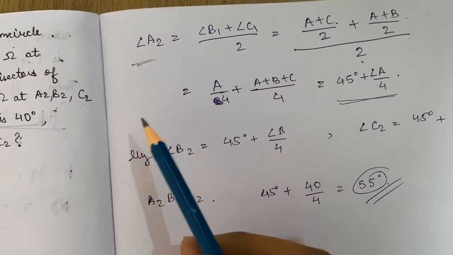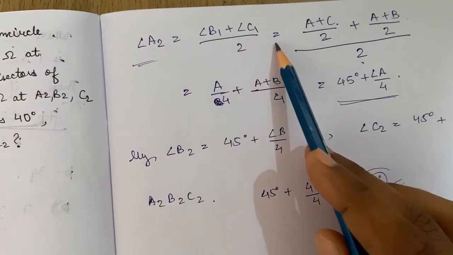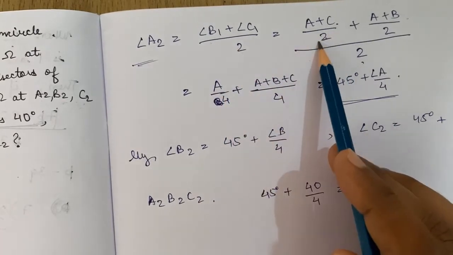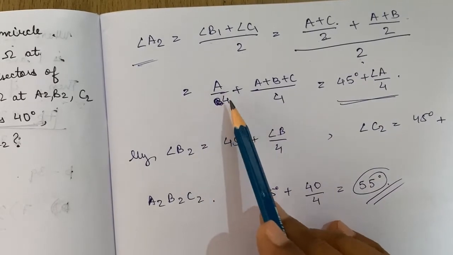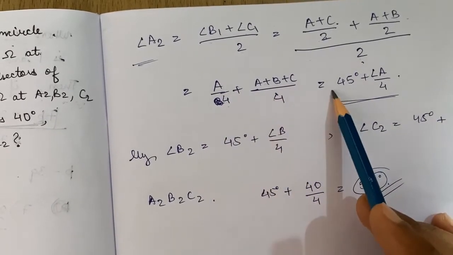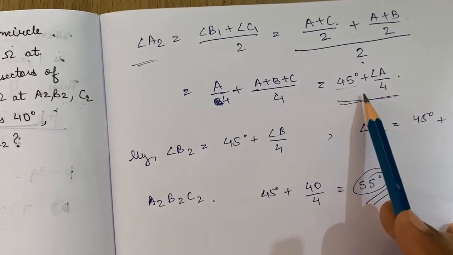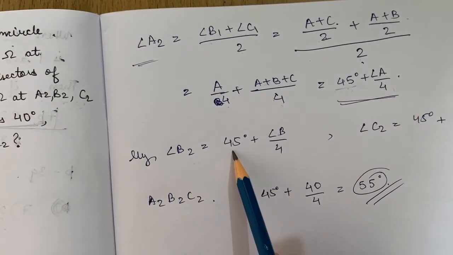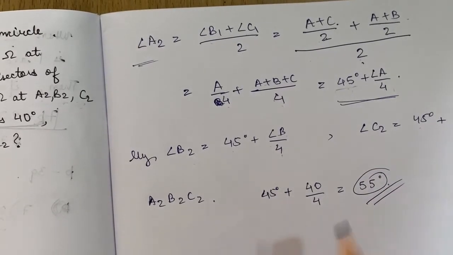So A2 is equal to B1 plus C1 by 2, where B1 is A plus C by 2 and C1 is A plus B by 2, all upon 2. So this is angle A by 4 plus A plus B plus C by 4, which is A by 4 plus 45 degrees, since 180 by 4 is 45. Similarly, angle B2 is 45 degrees plus B by 4 and angle C2 is 45 degrees plus C by 4.